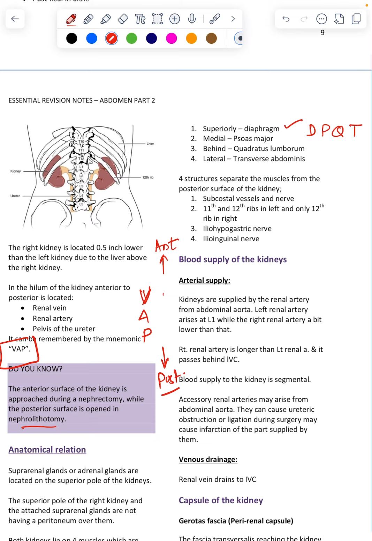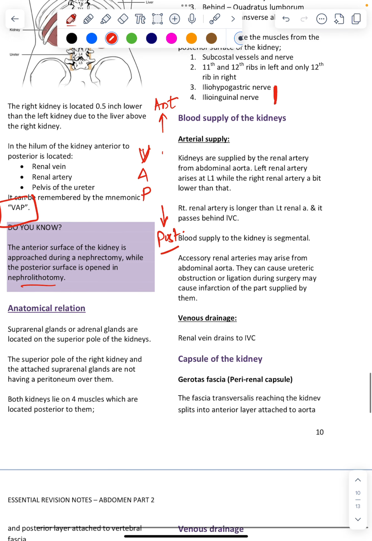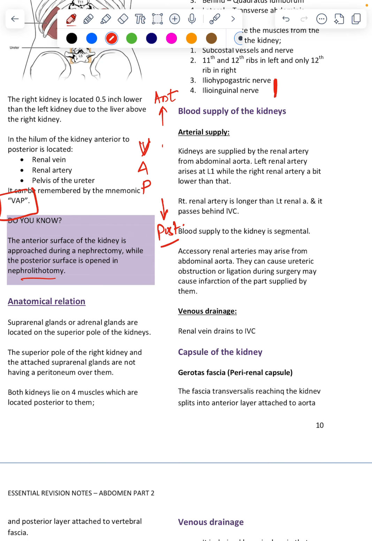So in between these muscles and the kidney, there are certain structures: subcostal vessels, 11th and 12th ribs on the left, 12th on the right, iliohypogastric and ilioinguinal nerves. Arterial supply: kidneys are supplied by the renal arteries. Left renal artery is at L1 level, while the right renal artery is a little bit lower. Right renal artery is longer than left, and it passes behind the inferior vena cava. That's why the length is more. So right kidney is used for nephrectomy.